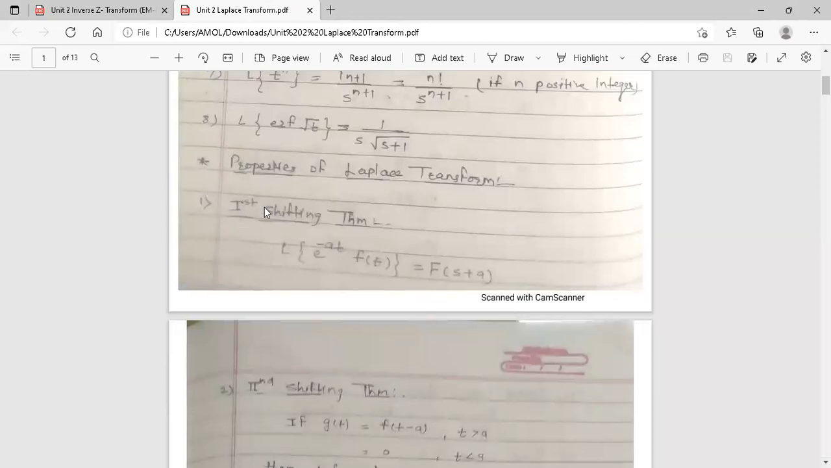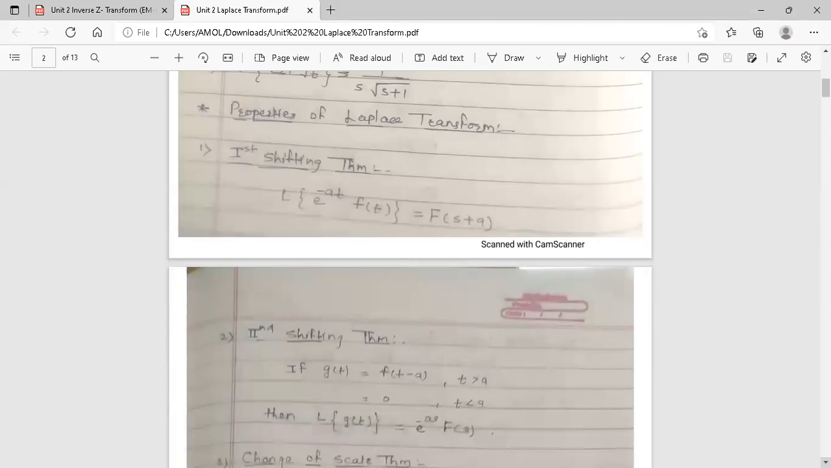The first property is the first shifting theorem. Laplace transform of e^(-at) into f(t) is equal to F(s plus a). Laplace transform of f(t) is F(s), and then the Laplace transform of this product, where one factor is the exponential and the second is f(t), is equal to F(s plus a). This means you first find F(s), which is the Laplace transform of f(t), and then the Laplace transform of the product e^(-at) f(t) is equal to F(s plus a).